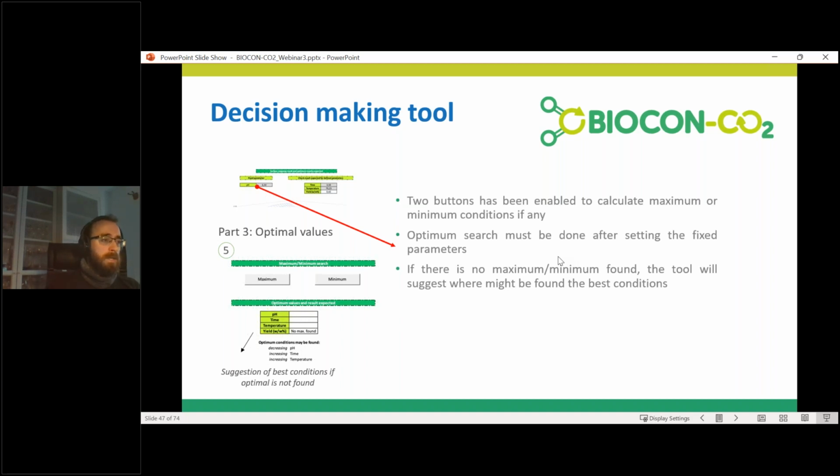And what is nice is, in case the software does not find a maximum nor a minimum, it will guide you to look for the best conditions. Imagine your surface response does not have any maximum, it's just a flat plane. Then it will tell you, okay, to find the best plane, you have to go in this direction, follow this trend, like lowering the pH or increasing the time, so that you know that your optimum might be out of the data set you have established, but at least you know the section.